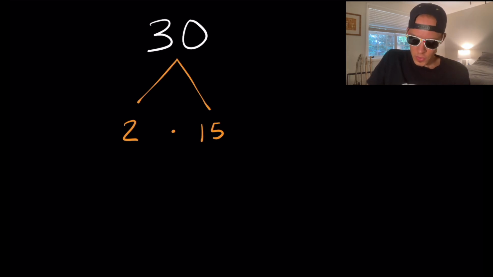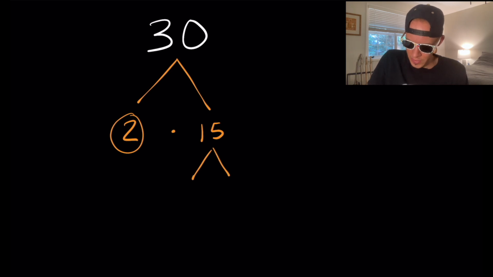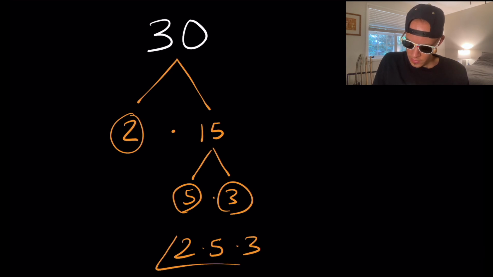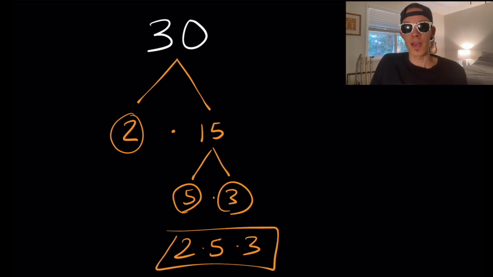And now split those factors up further into prime numbers as far as you can go. So 2 is a prime number, so I'm going to circle it. Can't split that up any further than 2 times 1, which there's no point in writing that. But 15, I can split up into 5 times 3. And I can't go any further than that because 5 and 3 are also prime numbers. So the final answer for the prime factorization of 30 would be 2 times 5 times 3. We've broken 30 down into its prime factors, and it cannot be broken down any further.